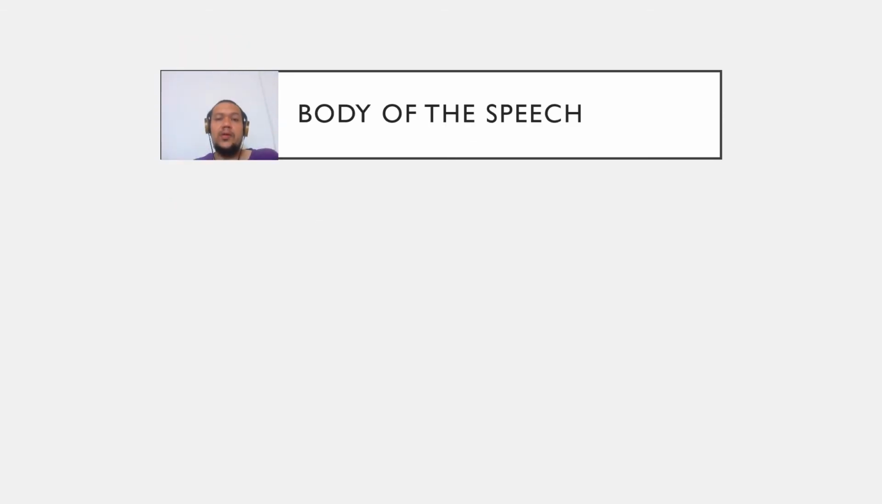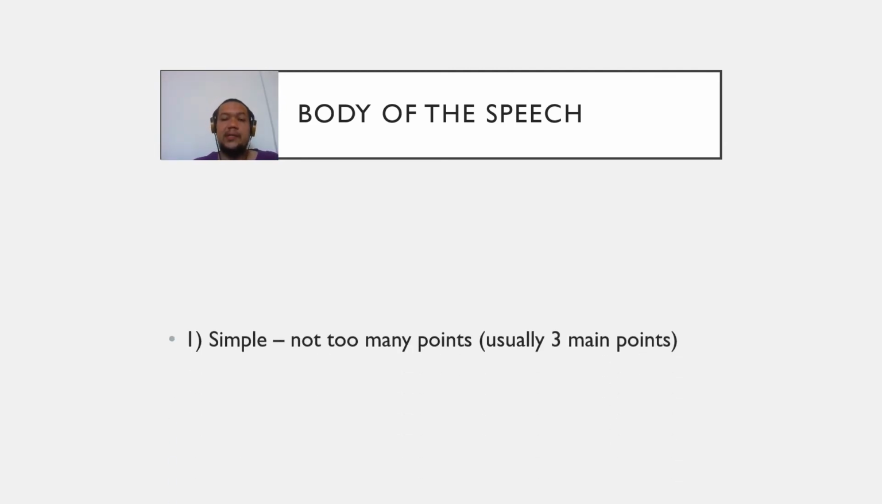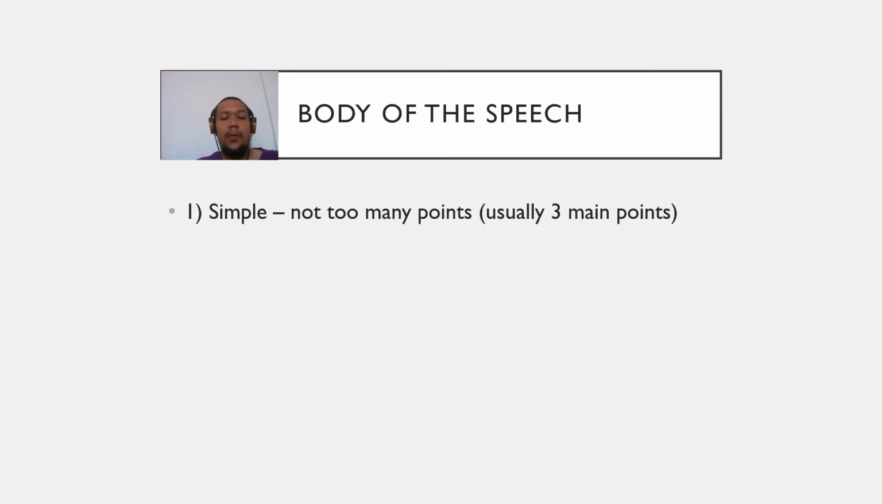When you talk about the body of a speech, the principle that we need to ponder is that the points you choose must be very simple, and you don't need too many points. Usually, we only provide 3 main points for one speech. It must be straightforward because we are not writing a poem or academic writing. We just want to give a speech. That's why the points must be very easy and simple for the audience to understand.